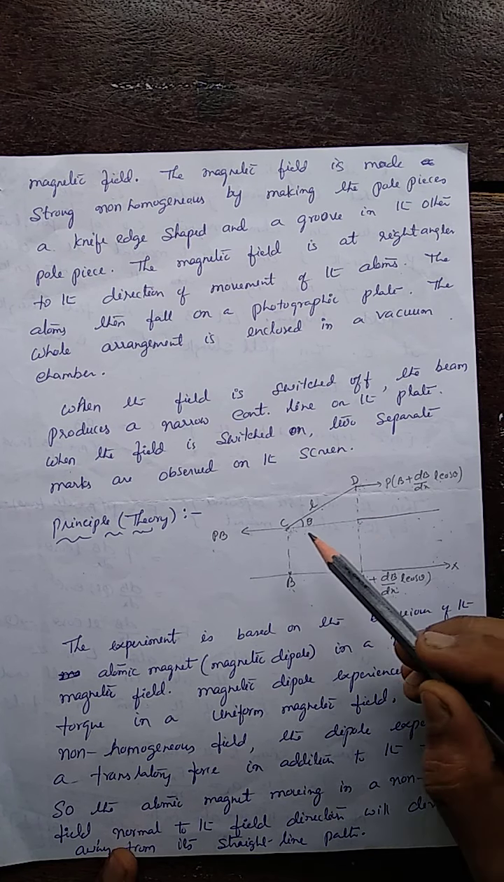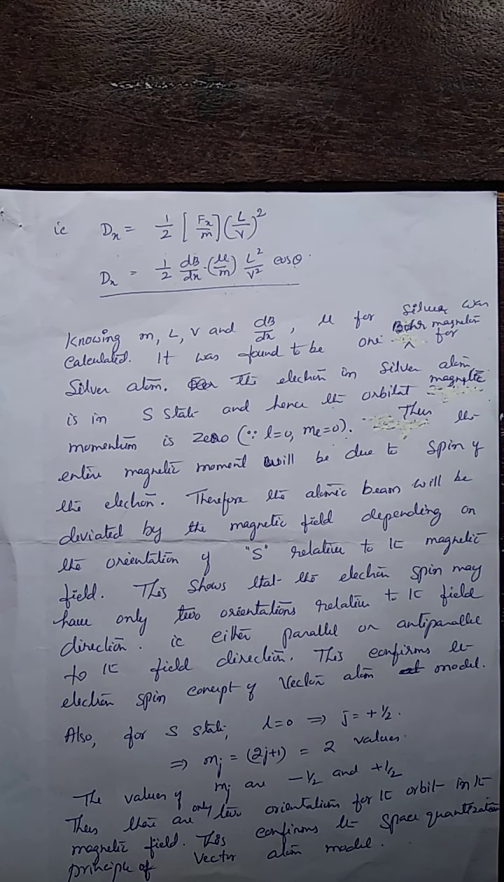This is the displacement of the atomic beam from its actual path. By substituting fx, the expression for force, what is it? dv by dx mu cos theta. We get dx as half dv by dx mu by m, L square by v square cos theta. This is the displacement produced, the displacement of the atomic beam.